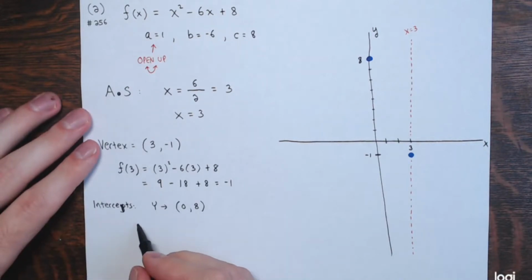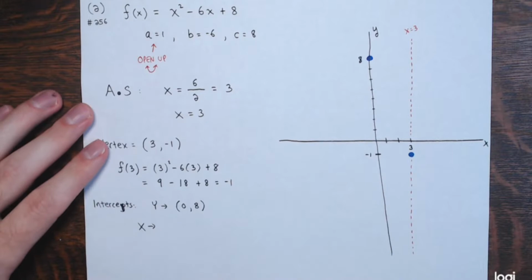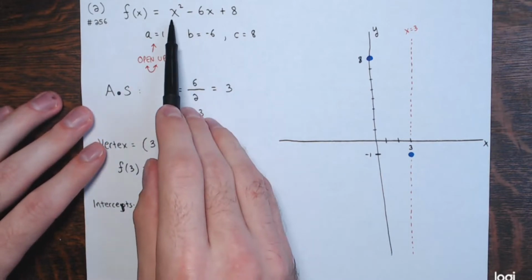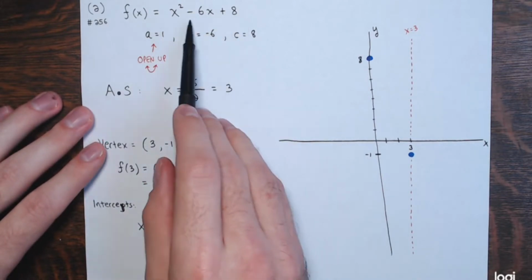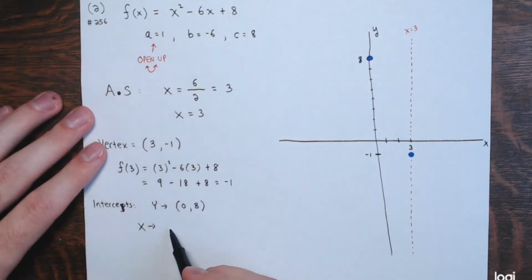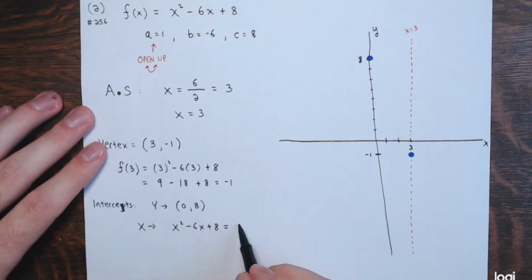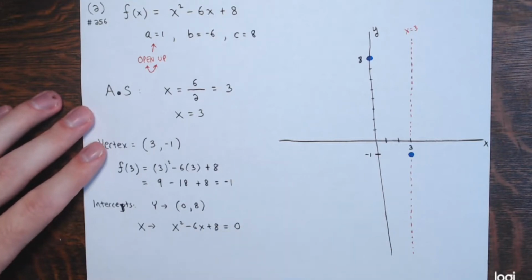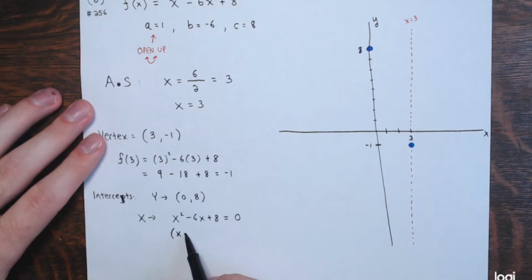Now I want the x-intercepts. So again, I'm trying to solve the equation f of x equals 0. When is x squared minus 6x plus 8 equal to 0? You can use the quadratic formula or completing the square. This is another factorable one though, so I'm going to factor it. This is x minus 4 times x minus 2 equals 0. So the solutions to this equation are positive 4 and positive 2.